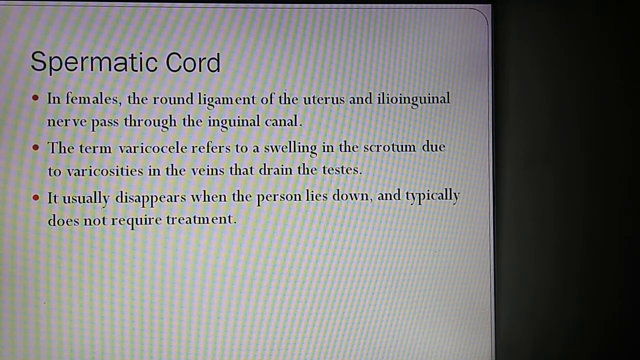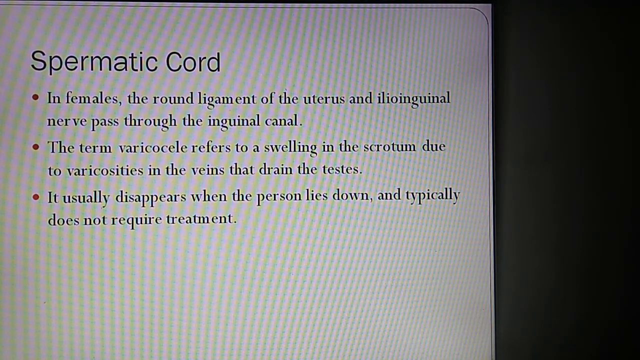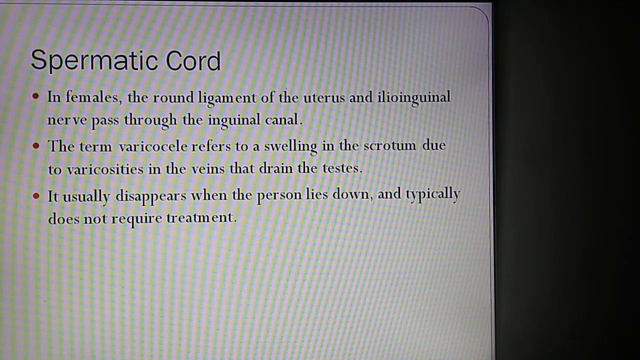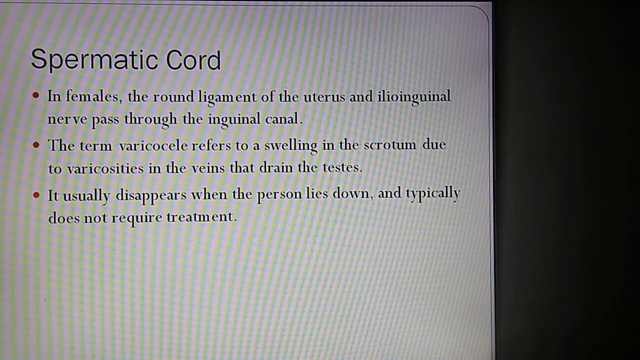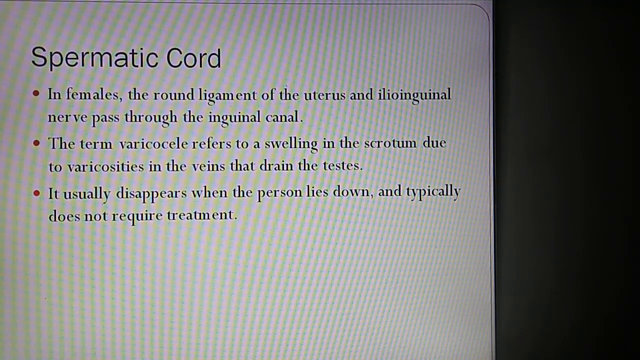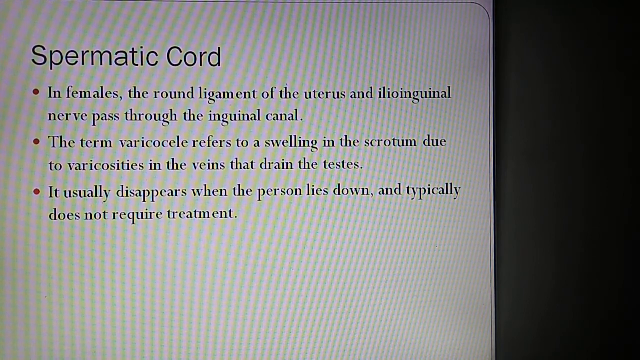The term varicocele refers to swelling in the scrotum due to varicosities in the veins that drain the testes. It usually disappears when a person lies down and typically does not require any treatment.